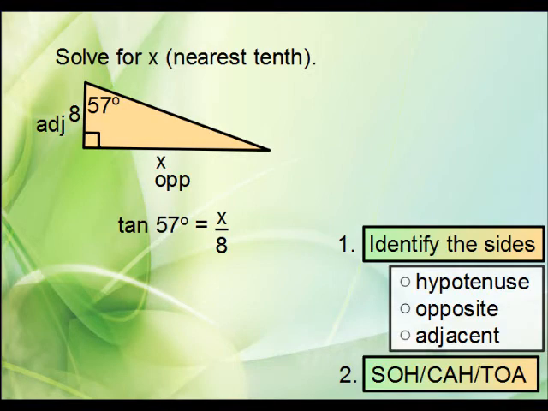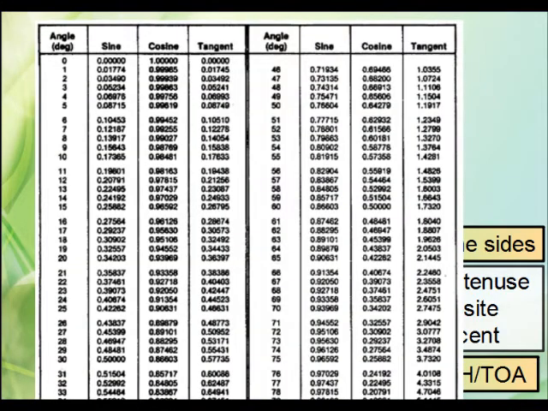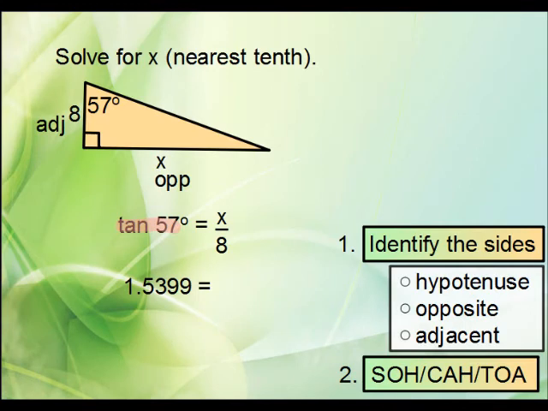You can do this in one of two ways. You can look it up in a chart. If you have a chart like this, what you would do is simply scan for the angle, and then align that for the column and the tangent, 1.5399, and then just use that, writing it in place of the tangent of 57 degrees equals x over 8.